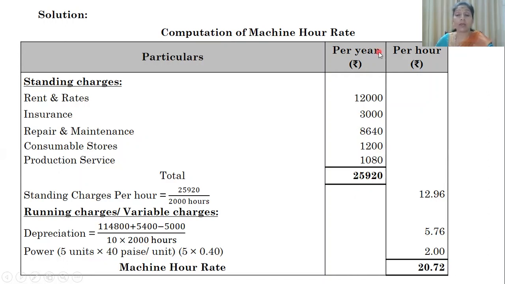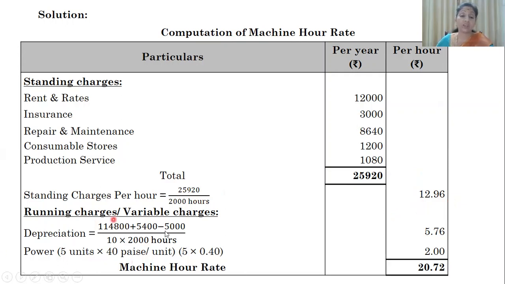25,920. Okay, in the first column, 25,920. Then next, we have to calculate standing charges per hour. Standing charges per hour is equal to standing charges. How much did we calculate? 25,920. It is not given, we calculated. Divided by effective working hours per year, how much? 2,000 hours. So 25,920 divided by 2,000 hours, we will get per hour standing charges, 12.96.